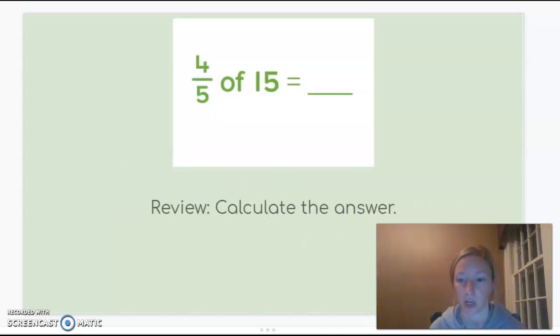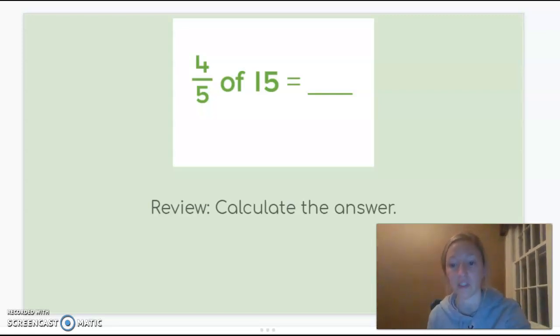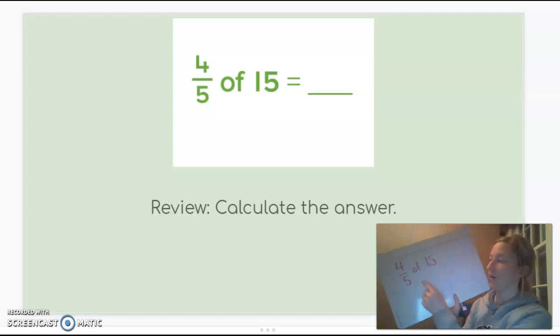Okay, we're going to start with this problem. It should look fairly familiar to what you were solving yesterday. Yesterday we took two different routes to solve these problems. You could either choose to do multiplication or division. We decided that multiplication is just a little bit easier to solve, so I'm going to show you how to do that one more time. So you've got 4/5 of 15.